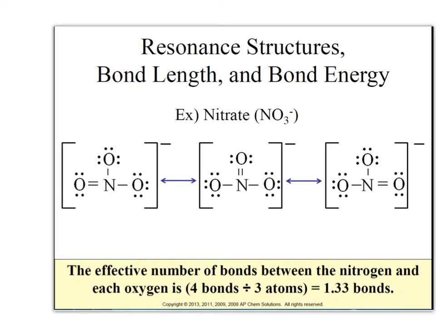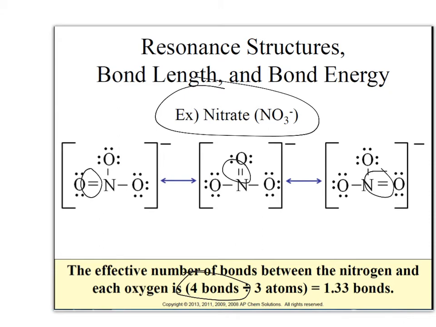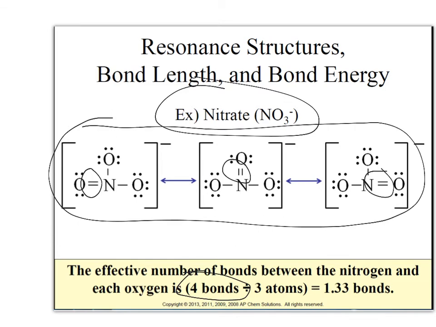So here's another example of a resonance structure, the polyatomic ion nitrate. As you can see here, the double bond can be with any of the oxygens. So effectively the number of bonds is this, right? You've got 4 bonds and 3 different atoms, because you've got a double bond and 2 single bonds. So that means there's about 1 1/3 bonds between each oxygen and the central nitrogen. And if you're wondering, well then what's the real structure of nitrate? Well, it's a combination or an average of all 3 of these.